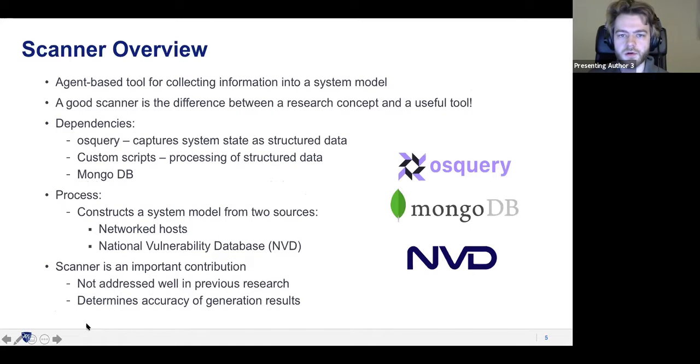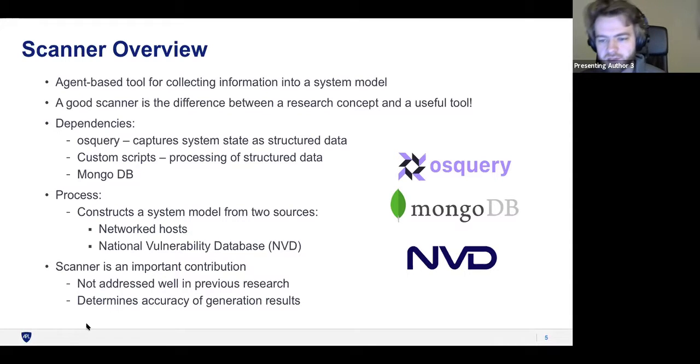Okay, so getting into the meat of how these things actually work. The scanner right now is an agent-based tool for collecting the information that we want to put in the system model. And the scanner is very important because it's the first line of defense, you could say, in making something the difference between a research concept and a useful tool. And again, going back to the first goal, we want this to be a really easy way to generate and analyze attack graphs. So we need it to be something that's operational.